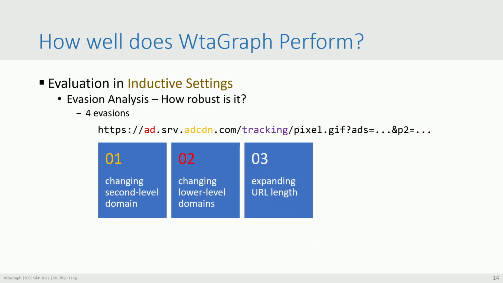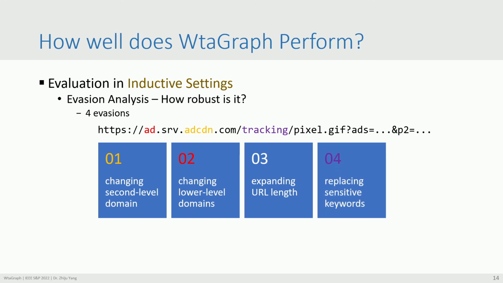And also, how about they expand the URL length? Because here in this work, we truncate the URL at the length 200. We want to figure out whether that is a problem or not. What if the URL is larger than 200 characters? Continue. The trackers can also replace those sensitive keywords, like the tracking in the path. You can see they can replace that with non-sensitive keywords.